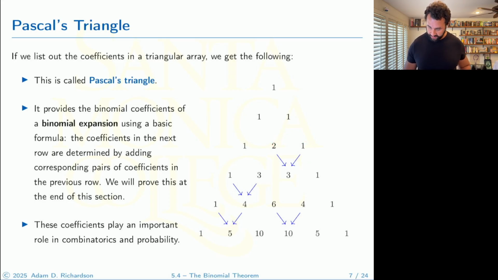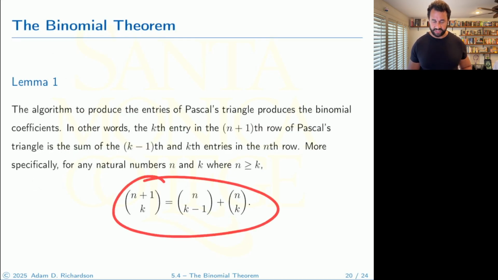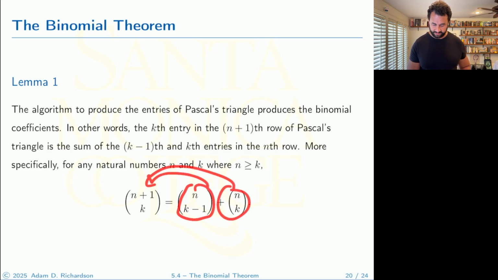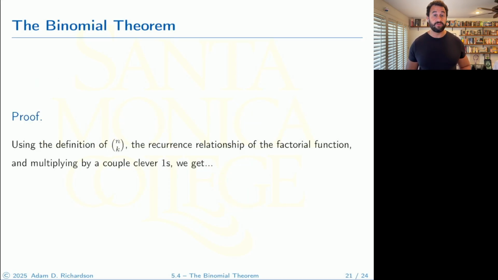So here we go. All right, where was it? Go back. Right here, this is the technical statement that we're going to prove. n plus 1 choose k is equal to n choose k minus 1 plus n choose k. This is like taking this plus this gives you that. All right? We're just going to use the definition of n choose k and the recurrence relationship of the factorial function, and we're going to multiply by a couple of clever ones to get this.